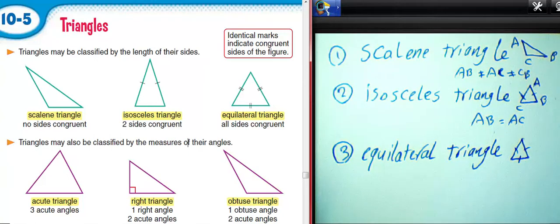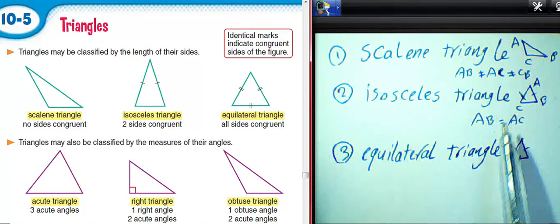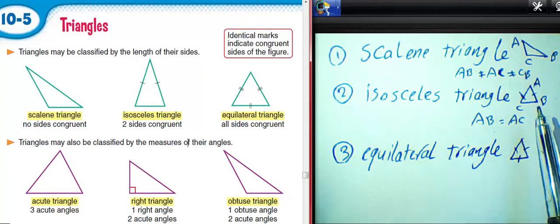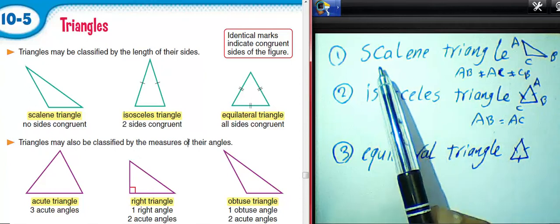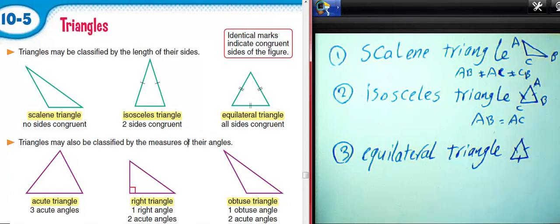The types of triangle about their sides will be scalene triangle, isosceles triangle, equilateral triangle. Equilateral triangle, all sides are congruent. Isosceles triangle, two sides congruent. Scalene triangle, no sides are equal in length, or no sides congruent. Okay, the first type about sides.